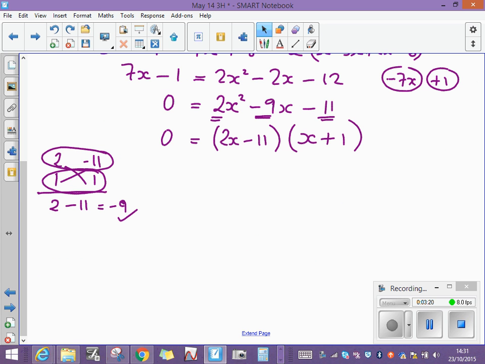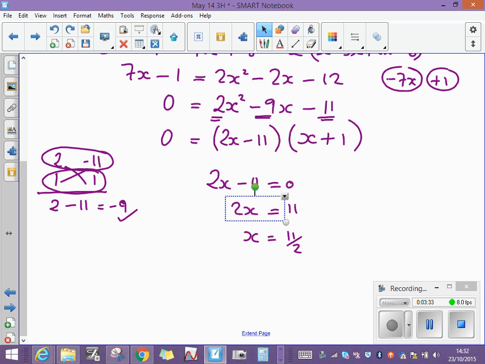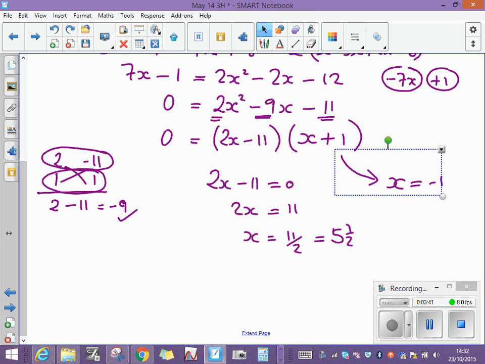Okay, just need to solve that now. So I know that either bracket could equal 0. If 2x minus 11 equals 0, then 2x would be 11, and x would be 11 over 2, or you could write that as 5.5. From this bracket, if x plus 1 equals 0, then x would be minus 1. So I've got 2 solutions, x equals minus 1 or 5.5.